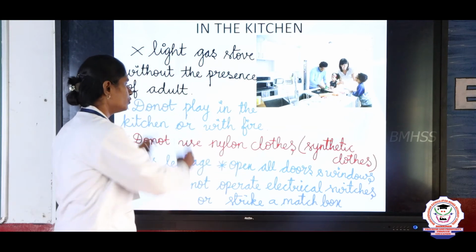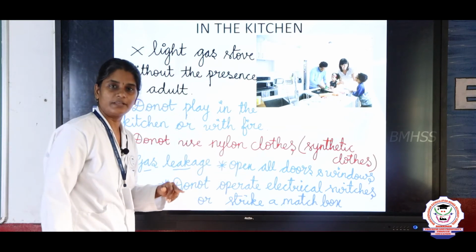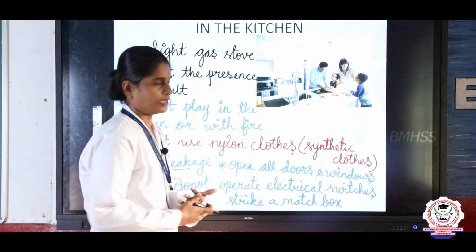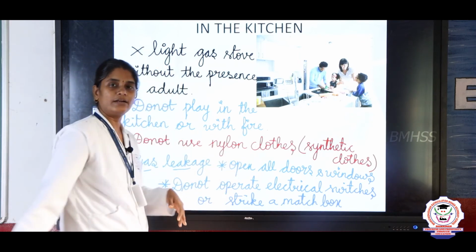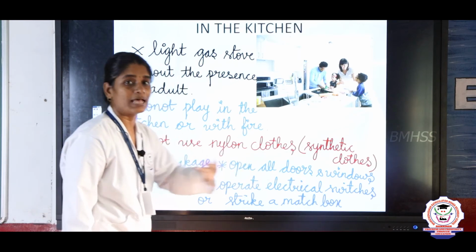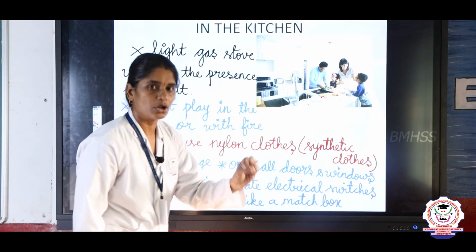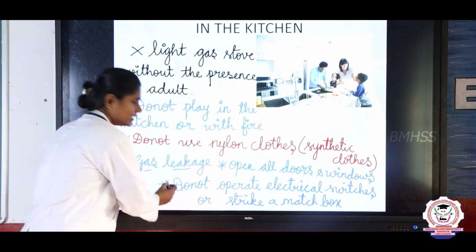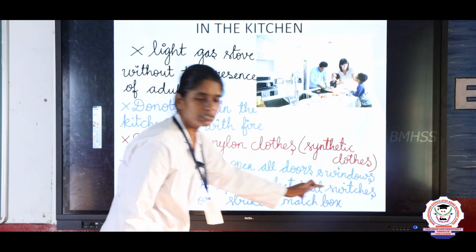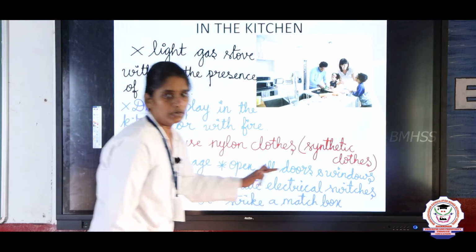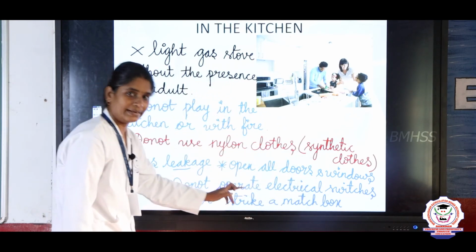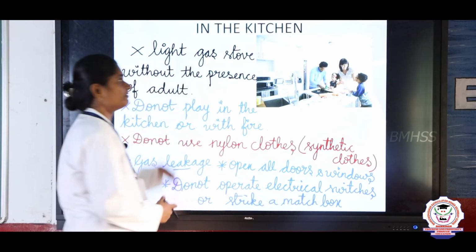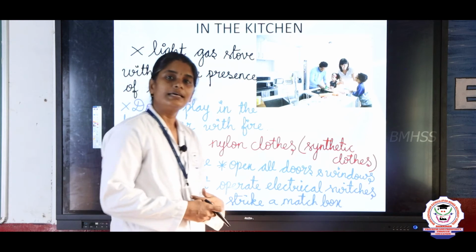And then do not play in the kitchen or with the fire. So, inside the kitchen you should not play, and do not play with the fire, and do not use nylon cloths like synthetic cloths, as nylon cloths and synthetic cloths catch fire easily. And if there is a gas leakage, immediately open all the doors and windows, and do not try to use the electrical appliances or strike a matchbox. So, these are the safety measures that you must follow in the kitchen, right.